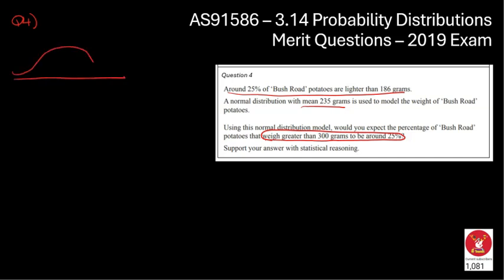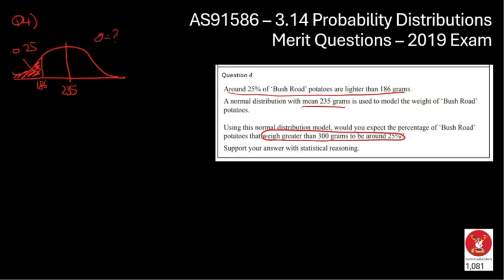So using my model, we have a mean of 235. That was given to us in the question. And we were told that 25% of them are lighter than 186 grams. So we know that as a fact. So let's call that there 186 grams. And I know this shaded area here is going to be 0.25 or 25%. And as I stated before, the issue is we don't have the standard deviation, so we've got no idea where that's from.